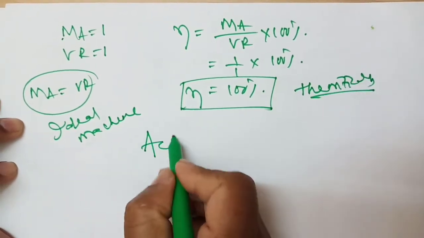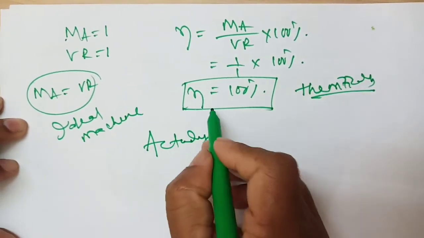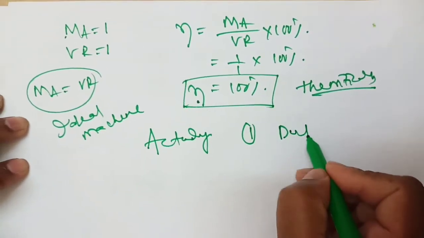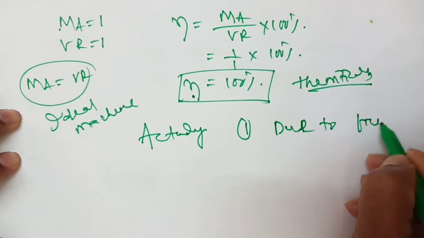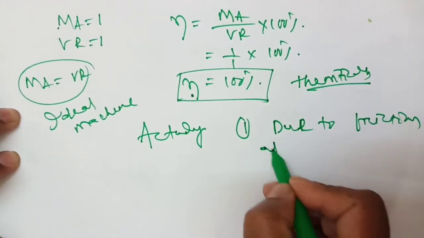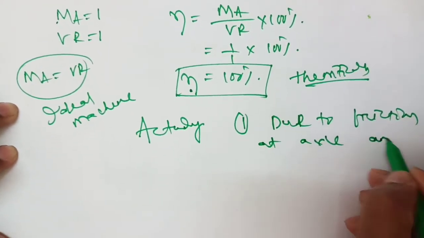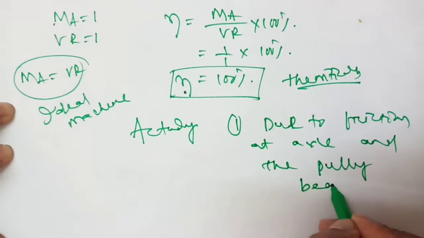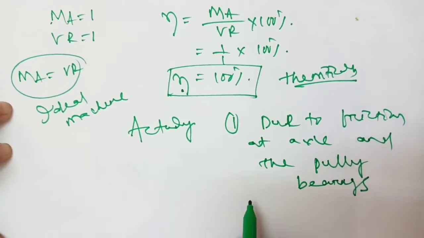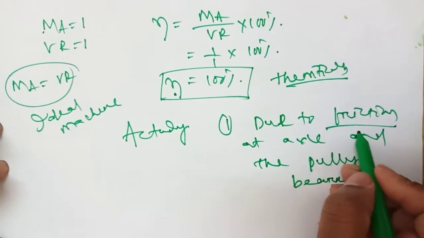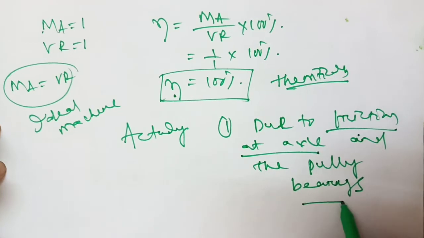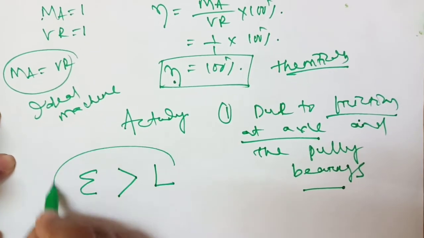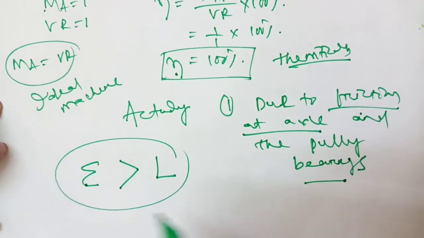But actually the efficiency is less than 100%. Why? Number 1. Due to friction at the axle and the pulley bearings. Due to the frictional force, due to friction at the axle and the pulley bearings, a little more effort is required to overcome the load. So effort is little more required to overcome the load.